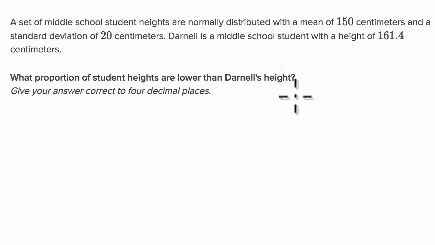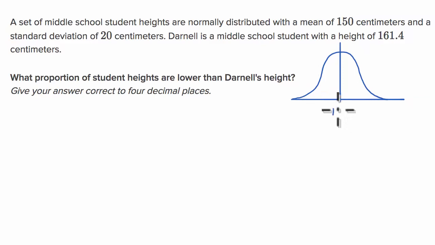So they're saying that heights are normally distributed, so it would have a shape that looks something like that. That's my hand-drawn version of it. There's a mean of 150 centimeters, so right over here, that would be 150 centimeters. They tell us that there's a standard deviation of 20 centimeters, and Darnell has a height of 161.4 centimeters.